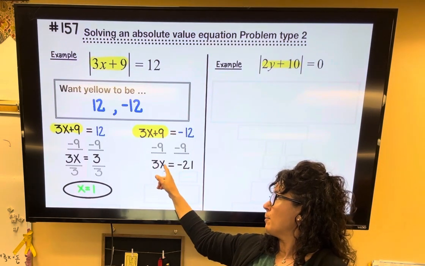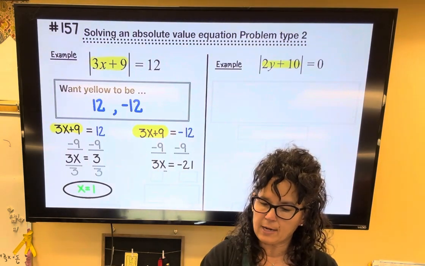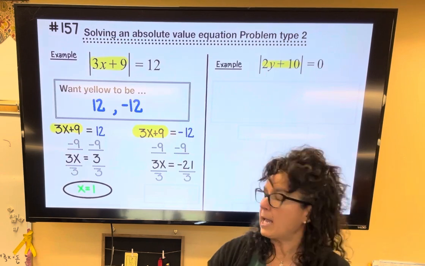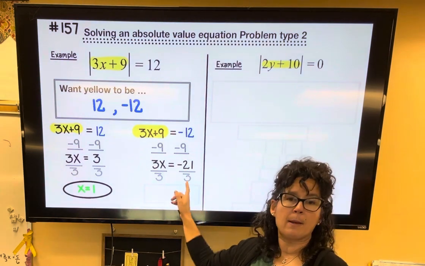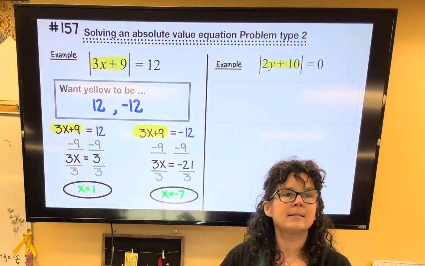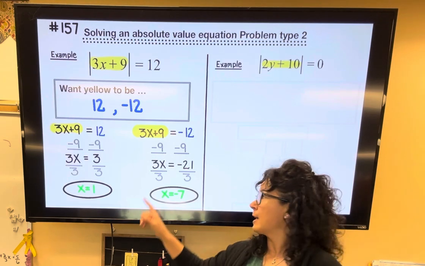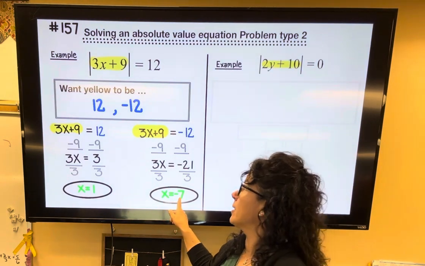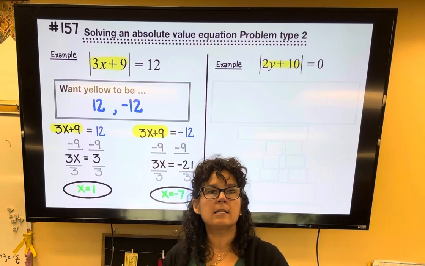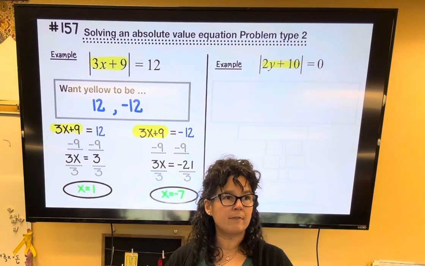Now to get rid of the multiply by 3, I'm going to divide by 3. And negative 21 divided by positive 3 is negative 7. Again, what we found is the number that, if I substitute it into the yellow, is going to make the inside of there negative 12.